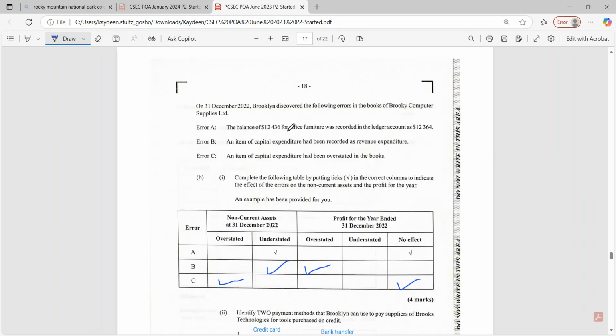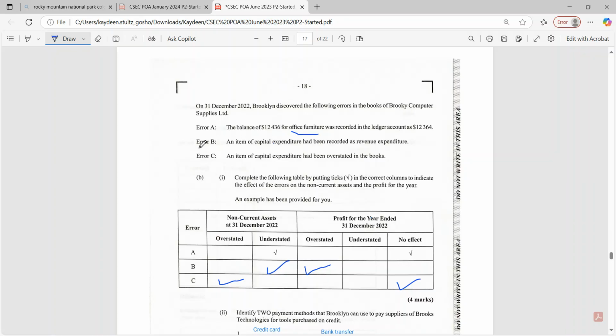Now, if you incorrectly put the amount for office furniture in your books as a smaller total, because in this case it's 12,436 minus 12,364, it would have been less. So in this case, office furniture is a non-current asset. So of course it's going to have an effect on non-current assets. It's going to understate it because it was less than it should have been. And it would not have any effect on profit because non-current assets are not in your income statement.